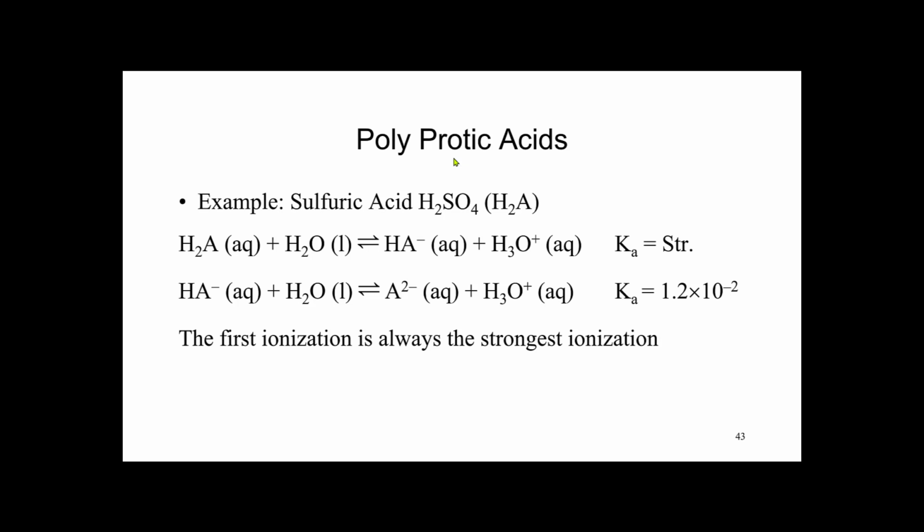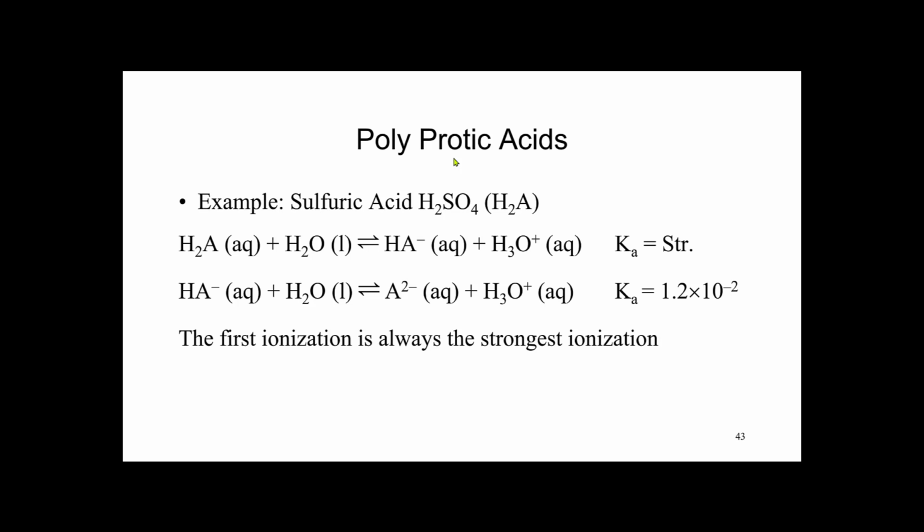The first ionization of a polyprotic acid is always the strongest ionization. Now, it's not always strong. In the case of sulfuric acid, the first ionization is a strong acid. Its second ionization is a weak acid, although it is still relatively high on the Ka list for weak acids. So, if we're thinking about what's going on then, right?